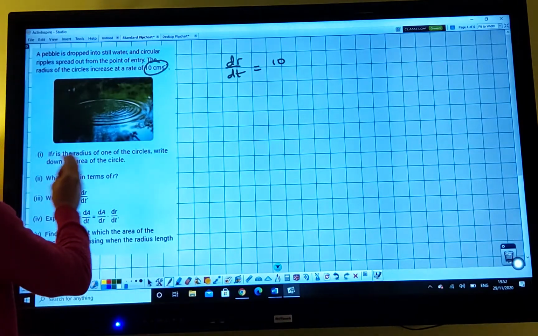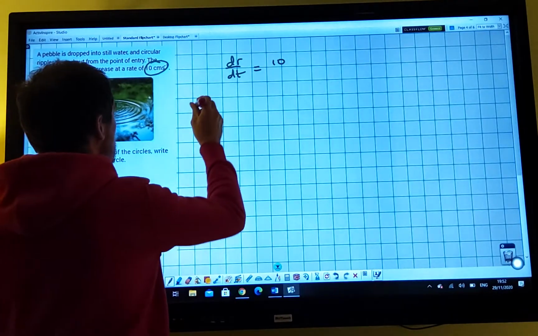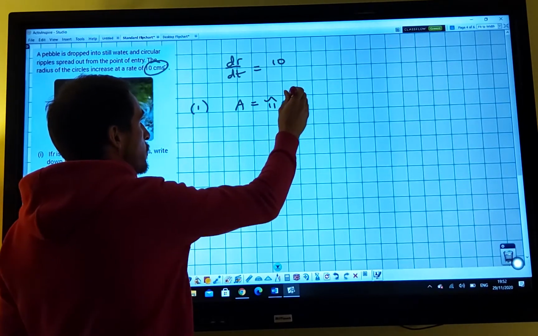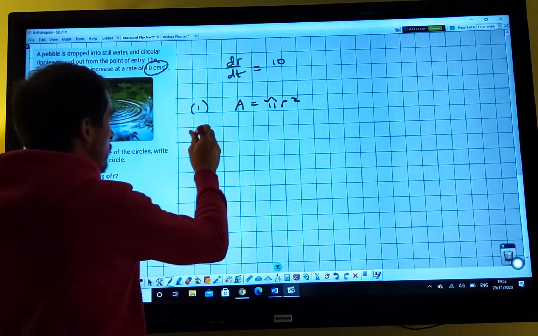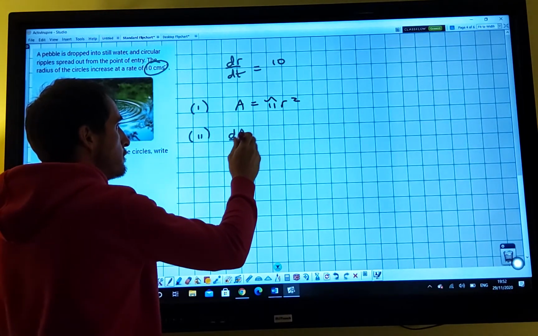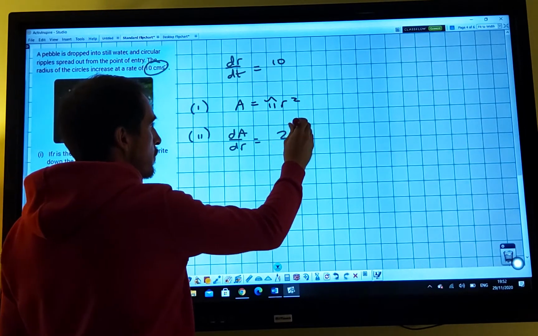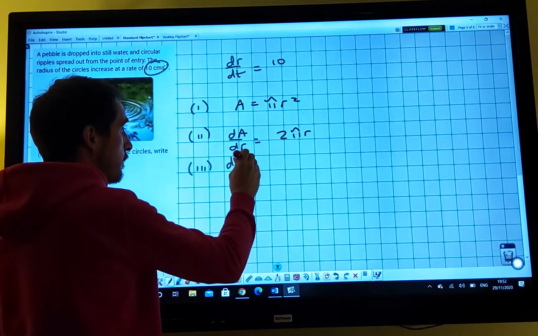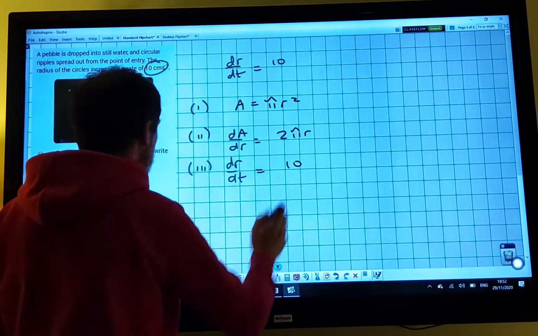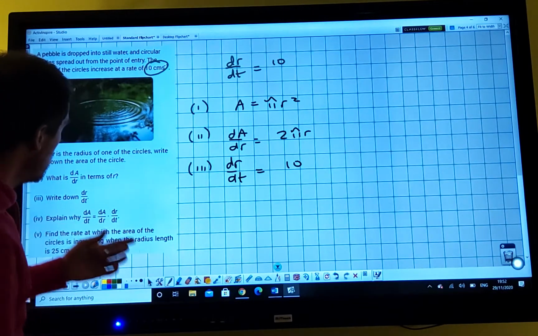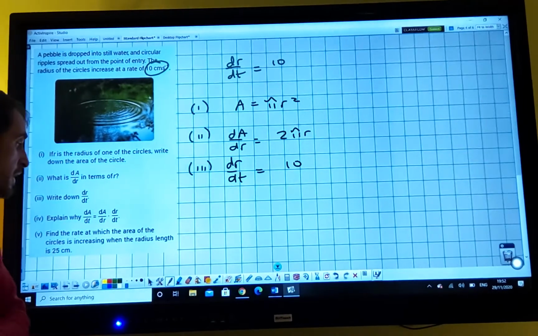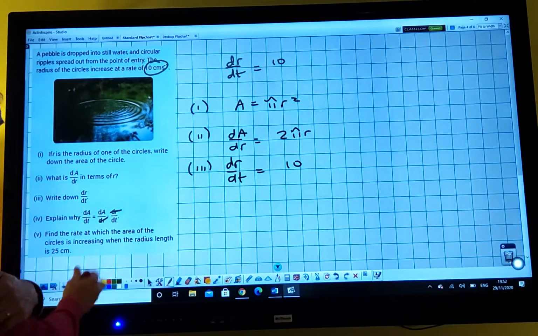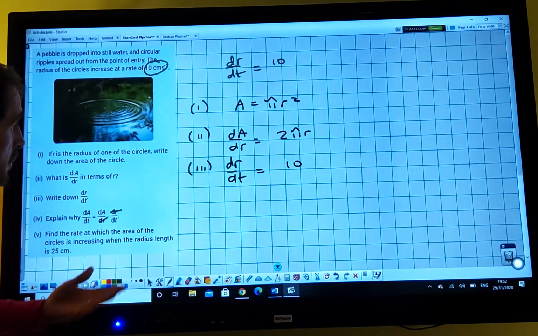Now part 1 you're asked, if r is the radius, write down the area of a circle. So really this is all you're asked. The area of a circle is pi r squared. dA/dr, you differentiate it, and that's equal to 2 pi r. dr/dt, we spotted that from the start, is equal to 10. Explain why dA/dt is equal to dA/dr times dr/dt. The reason is because when you multiply these out, the dr's will cancel and you're left with dA/dt. So it says find the rate at which the area is increasing when r is 25, so that's dA/dt.